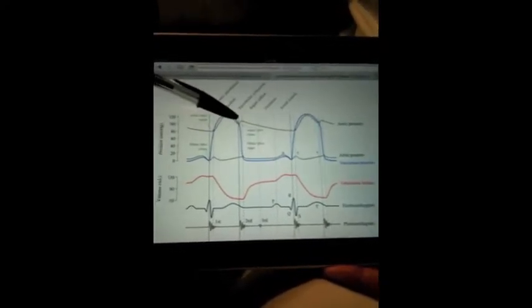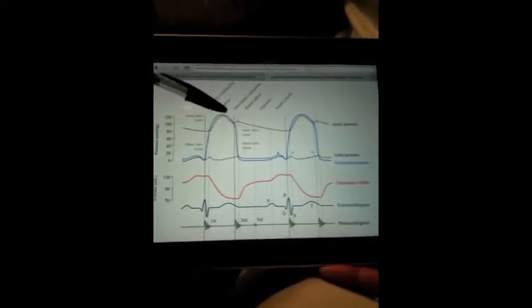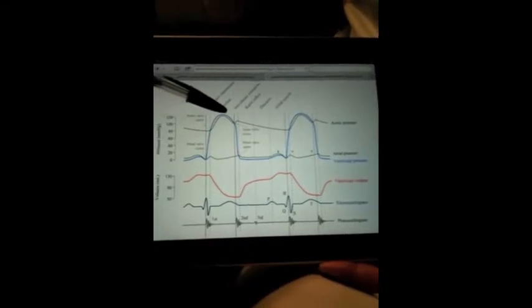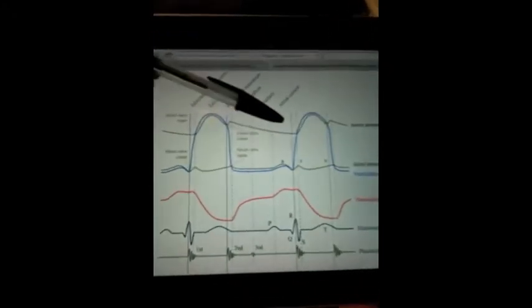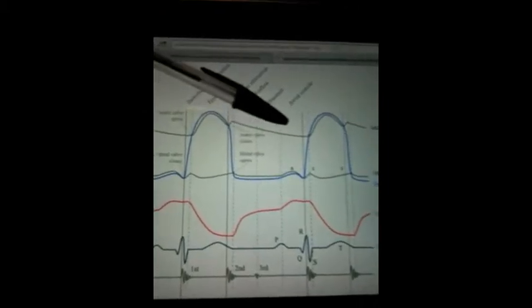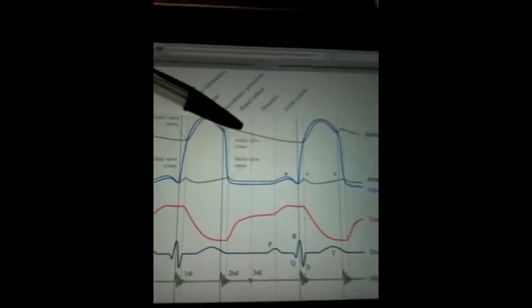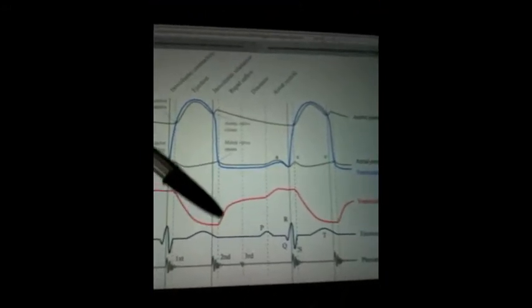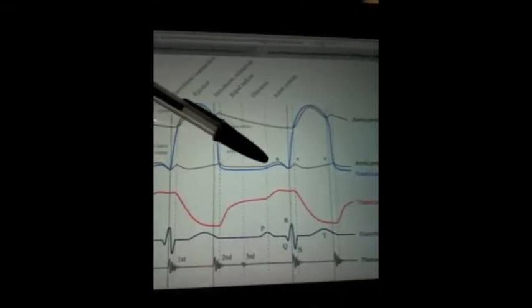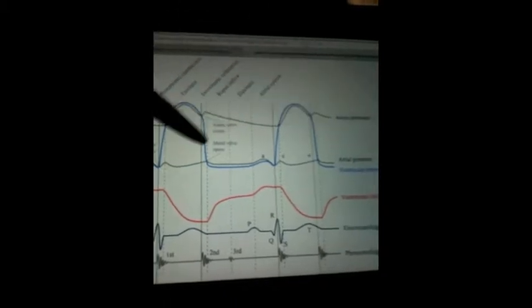As the ventricle contracts, it reaches its peak force and then relaxes. As it relaxes, this is what we call diastole in the heart cycle. As the ventricle relaxes, the atria is relaxing and filling with volume. You'll notice this line goes up when you look at the atrial pressure.